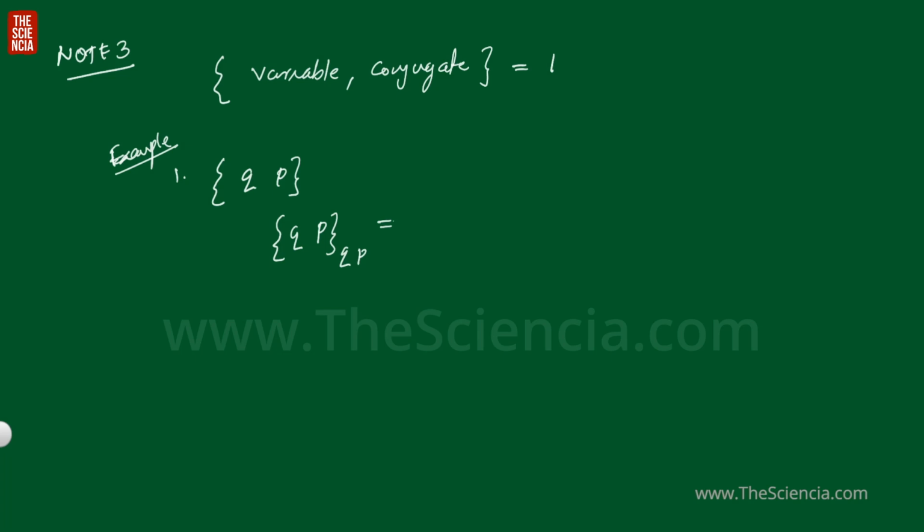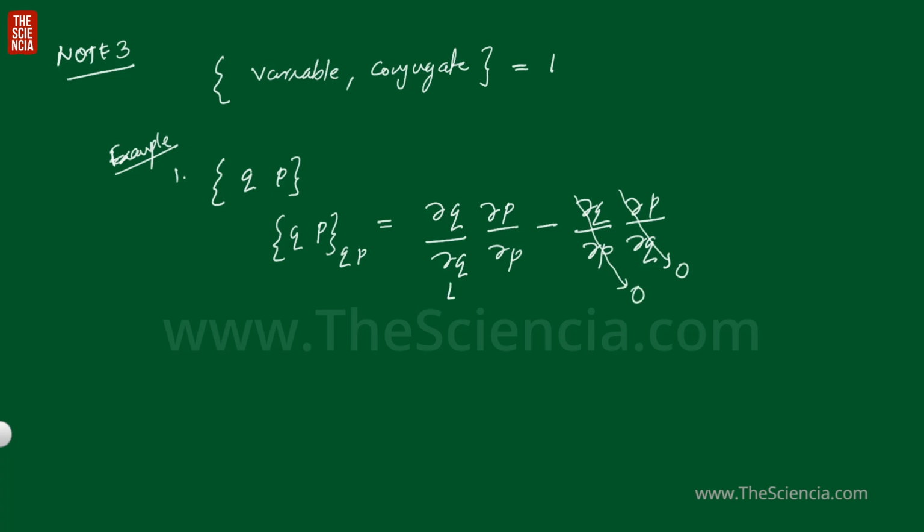Then derivative of first term with respect to first into derivative of second term with respect to second minus derivative of first term with respect to second into derivative of second term with respect to first term. See, ∂p/∂q is equal to 0 and ∂q/∂p is also 0. And this one, ∂q/∂q is equal to 1 and this one is also 1. So what we get? We get this is equal to 1. That is Poisson bracket of qp equal to 1.